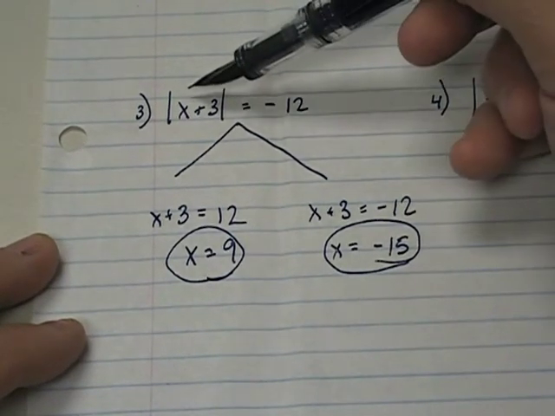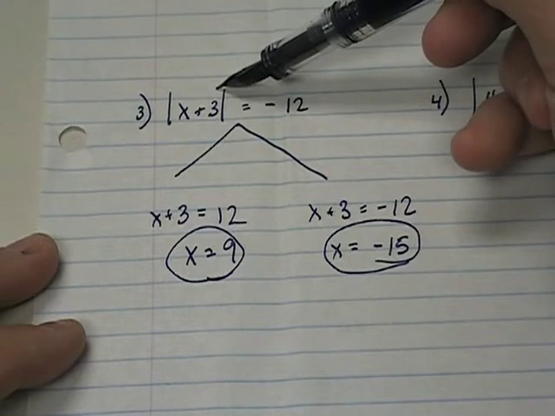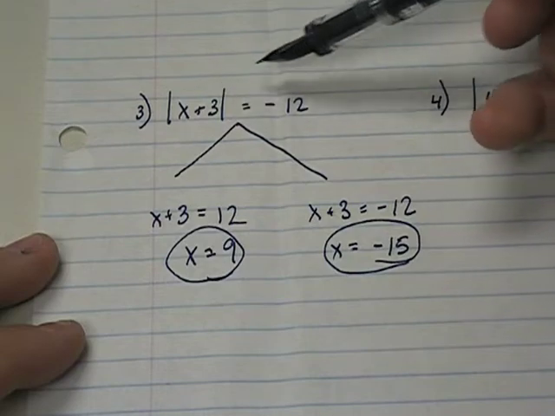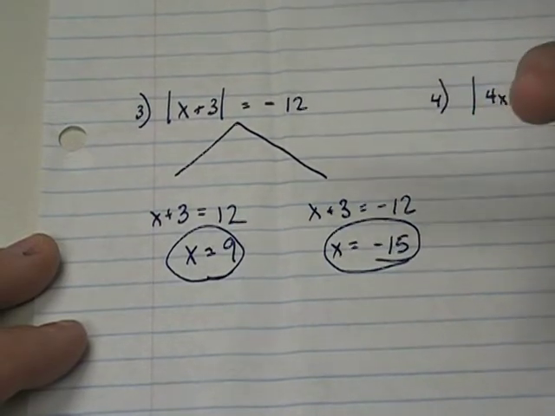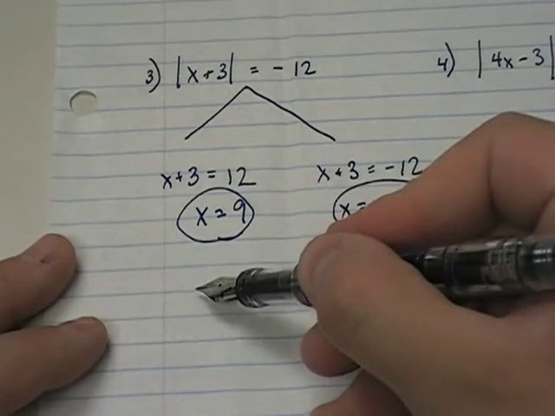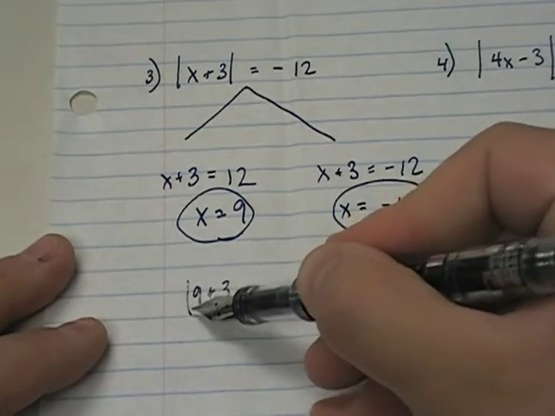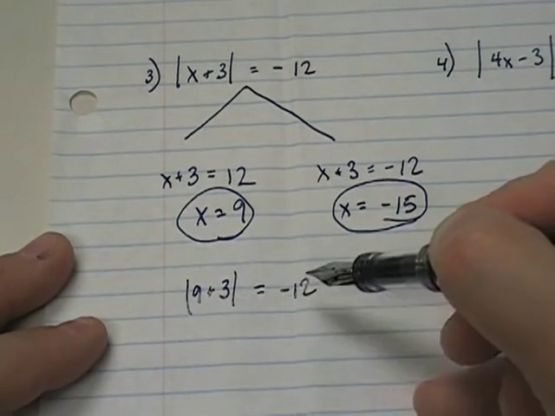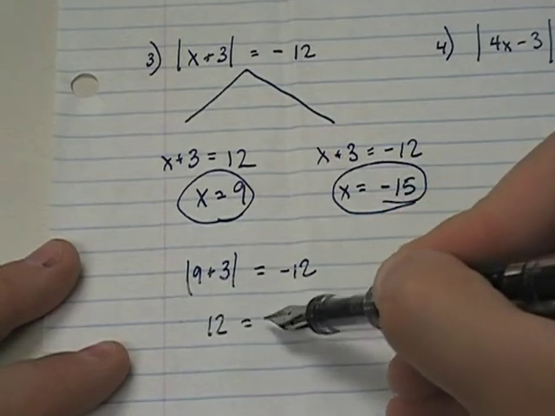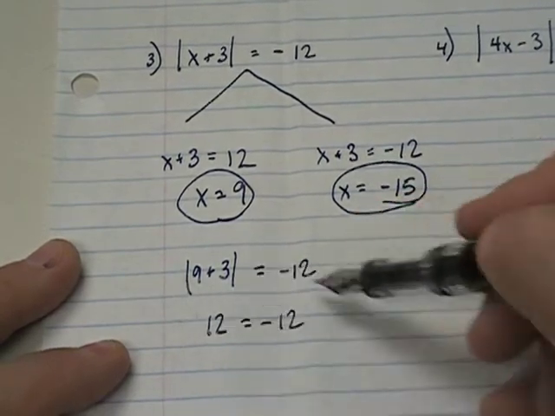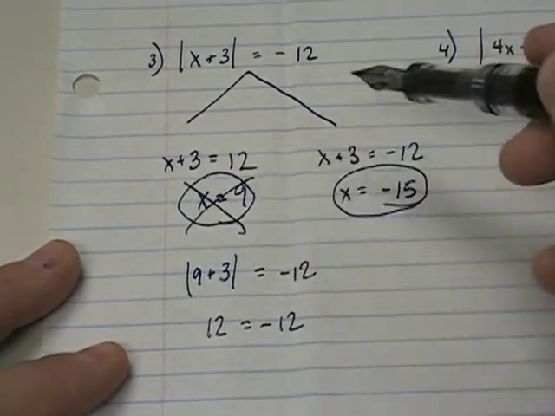Now, come back up here. What is 9 plus 3? Well, it's 12. What's the absolute value of 12? 12. Not negative 12. So if you check this, you get 12 equals negative 12. Well, when you get this, what does this mean? It means your answer is not correct.